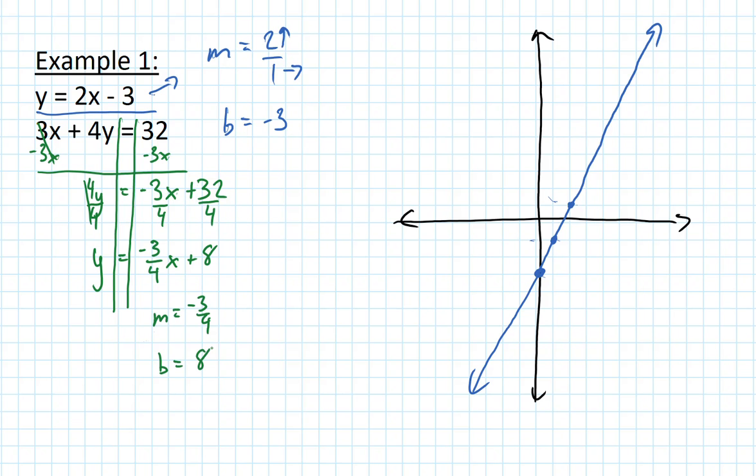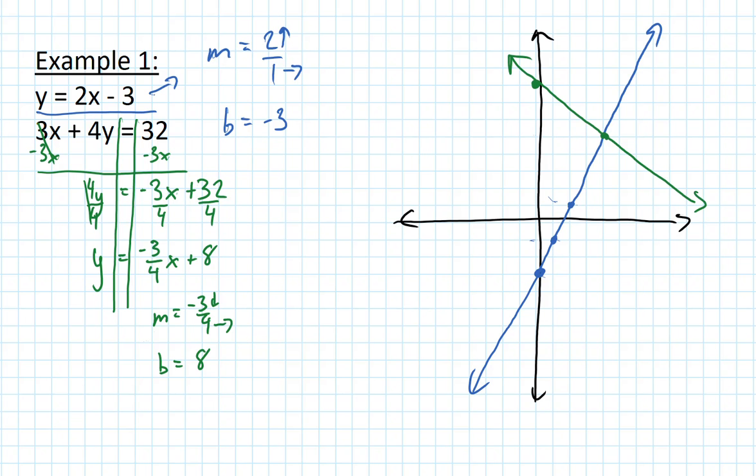Now that I have these two things, I can graph it on the same graph as the blue line. My b is 8, so that means I move up 8. 1, 2, 3, 4, 5, 6, 7, 8. Put my first point. My slope is negative 3/4, so I move down 3 and right 4. Because it's negative, I'm moving down. Down 3 and right 4. And then I connect this with a straight line.